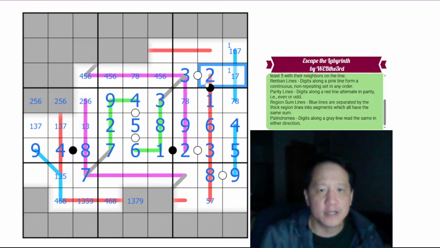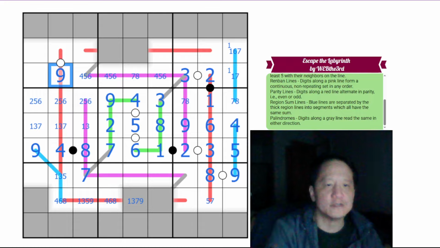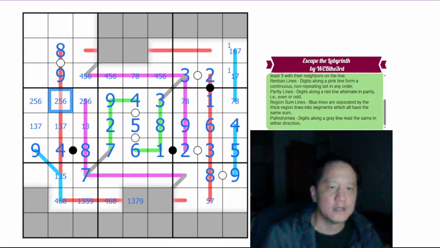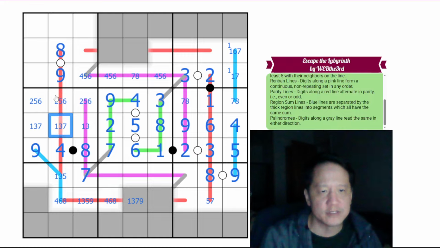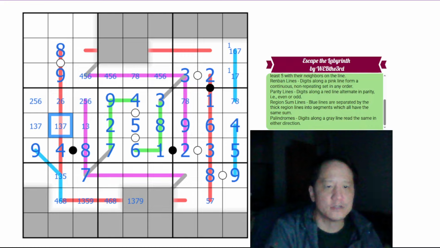Where is the 9 available in row 3 then? Can't be on the Renban because we already have a 9 there. Can't be either of these two cells. Can't be here, so 9 has to be here. So this is 9. 9's only consecutive with 8. Again, this is an even digit because it's next to odd digits here. So this is 2 and 6.